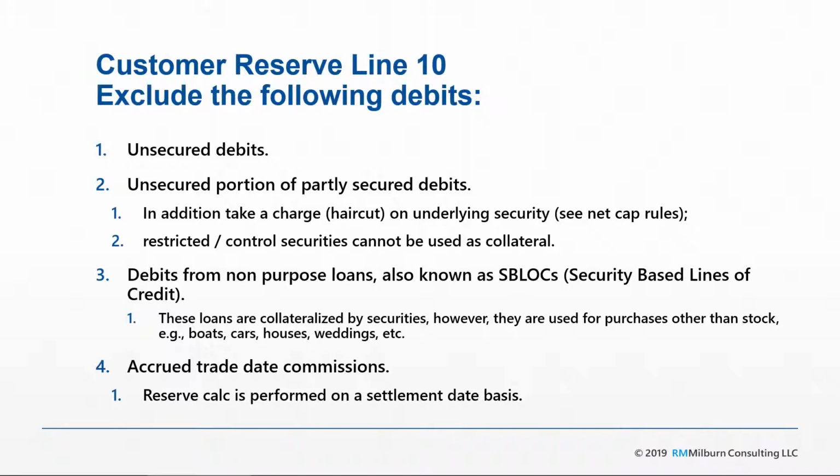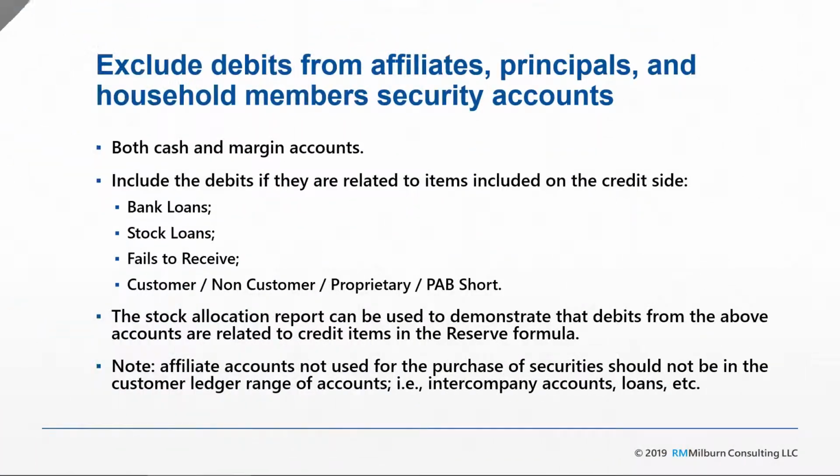Accrued trade date commissions can't be used. The reserve calculation is performed on a settlement date basis. Therefore, these amounts would be excluded from the calculation. Other items that need to be excluded are any debits related to affiliates, principals, and household members' security accounts, and that includes both their cash and margin accounts.